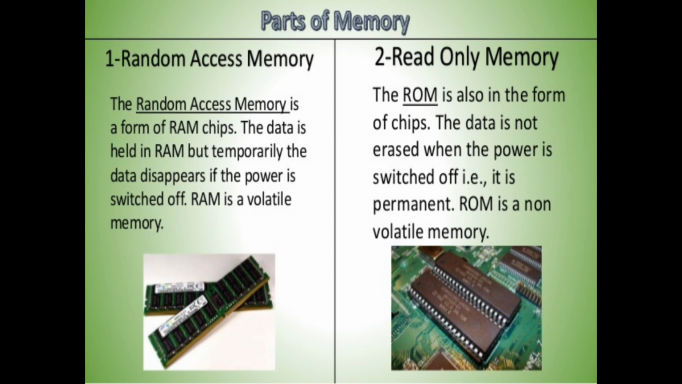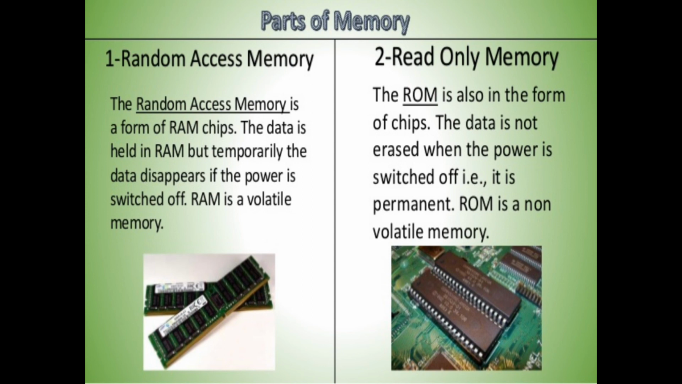Main memory can be categorized in two parts, that is RAM and ROM. RAM stands for Random Access Memory. It is in the form of a RAM chip. The data is held in RAM only temporarily; the data disappears if the power is switched off. RAM is a volatile memory. There are also different parts of RAM, that is SRAM and DRAM. SRAM stands for static random access memory and DRAM stands for dynamic random access memory, which we will discuss later.